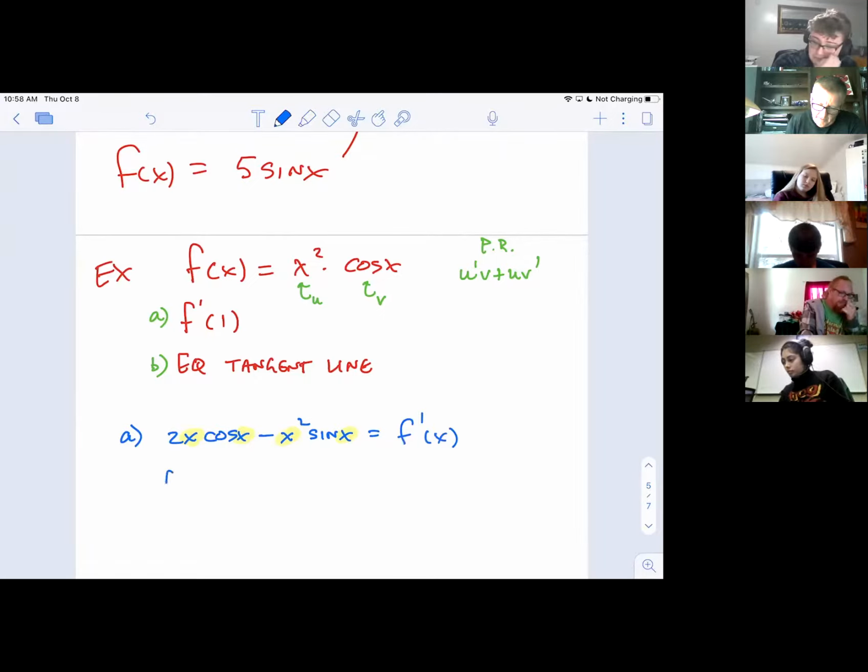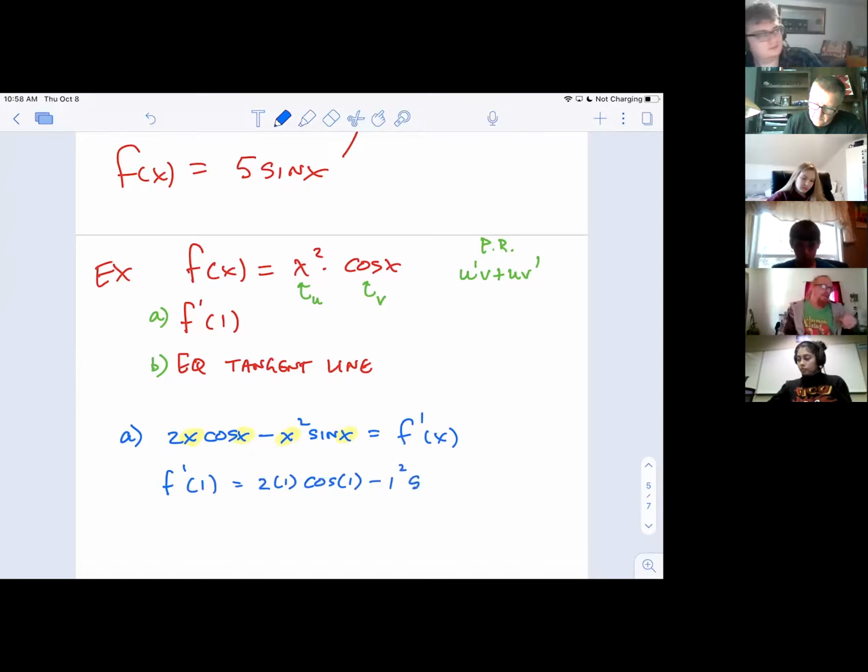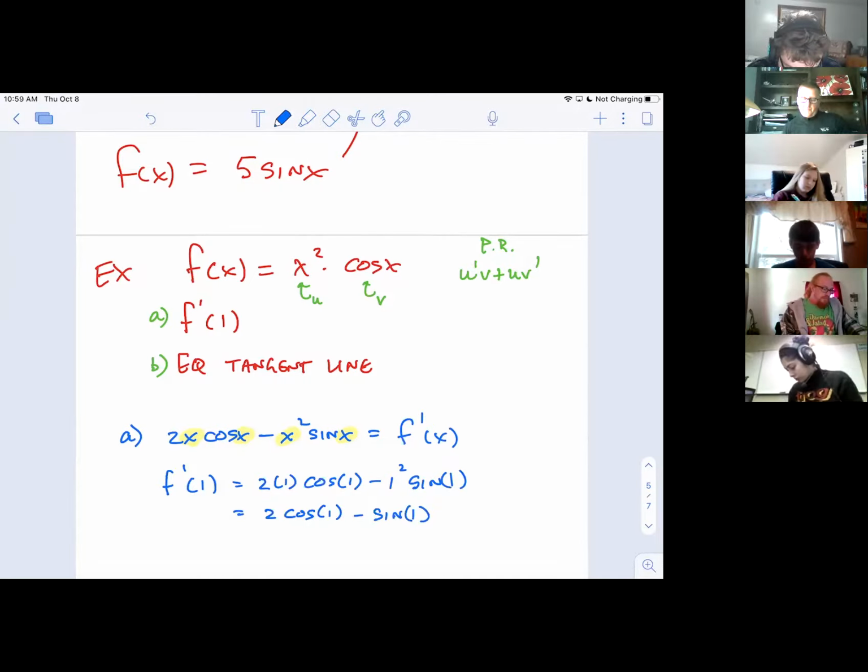But now we can say we know how to find f prime of 1. Well, I guess that would be 2 times 1, which is 2 times the cosine of 1. I can just type this whole thing into my calculator. Minus 1 squared times the sine of 1. I mean, type the whole thing in. I'm going to type in, just because I'm not totally lazy, 2 times the cosine of 1 minus the sine of 1. Since I know that 1 squared is 1, I'll just leave that out. So I'm going to type 2 cosine 1 minus sine 1.